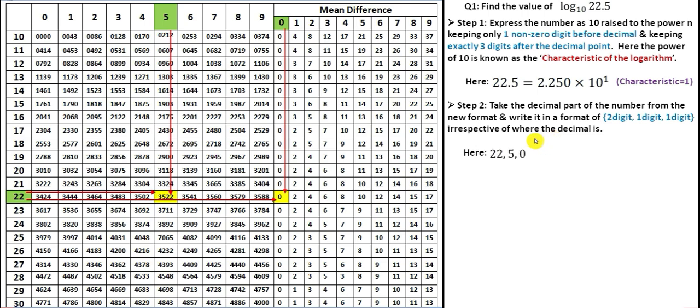It means you take this new format, and from that new format you take this part, leave this 10 to the power something part, you just take this part and write it like this. Wherever the decimal may be, whatever the number may be, you just write it like this. There must be 4 digits as I have explained in the first point, so you write it like this, 2 digit, then 1 digit, then 1 digit. So what I am getting here is 22, comma 5, comma 0, no decimals, nothing else, simple. The digits you have to write: first 2 digit, then 1 digit, then 1 digit.